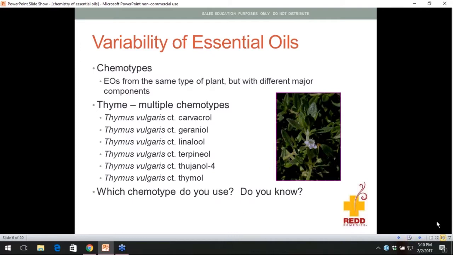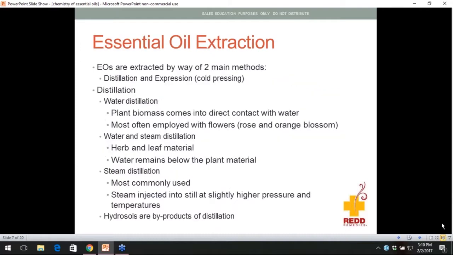So chemotypes are important. Chemotypes are usually tied to the country they're grown in. That is very true of rosemary. Rosemary cineole is going to come from the Mediterranean area, whereas rosemary camphor, you can find that more in Northern Europe, Central Europe, and also in the United States. But if you want rosemary cineole, it's coming from the Mediterranean.